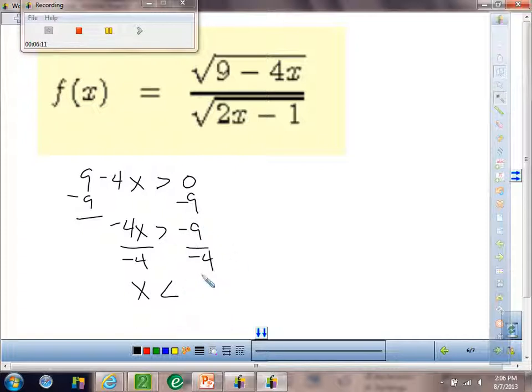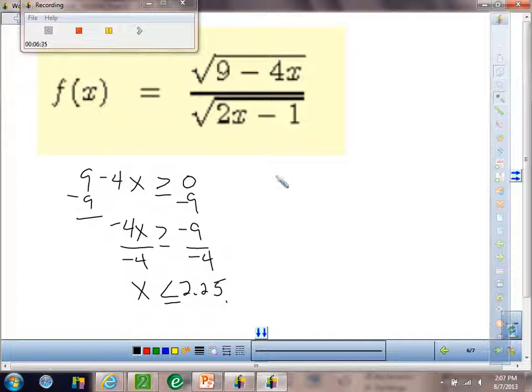Let's make that a decimal. X has to be less than 2.25. And that would be the domain restriction for the top part. Now let's see about the bottom. Now with this one, oh I'm sorry, it could be equal to that. I left out the equal because up top it can be 0. It just cannot be negative.